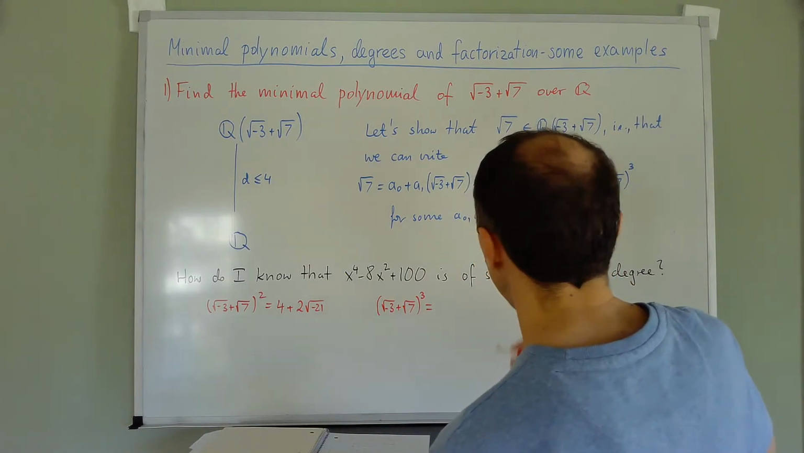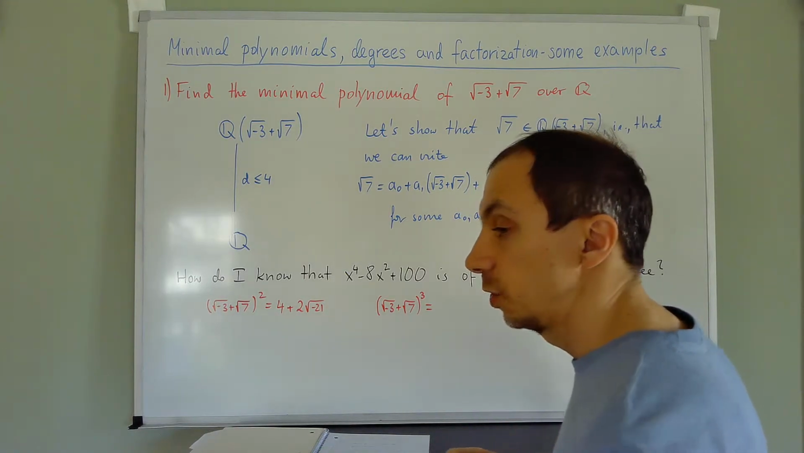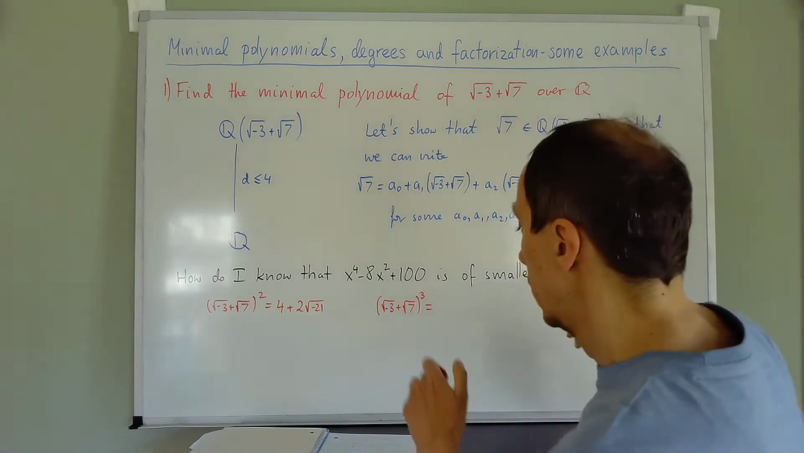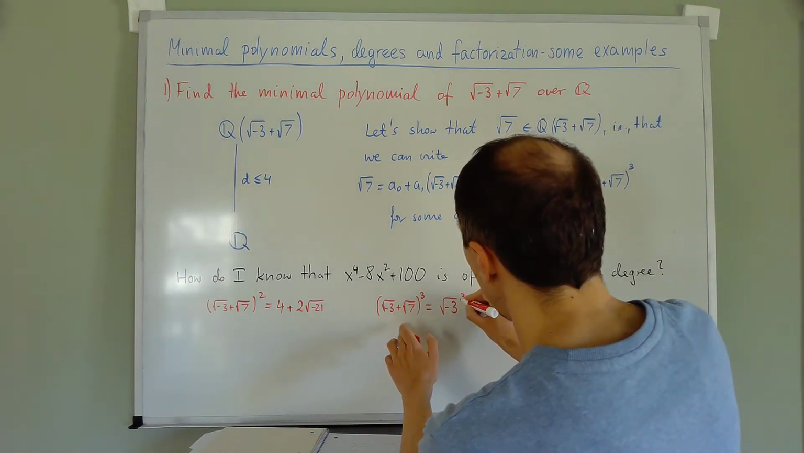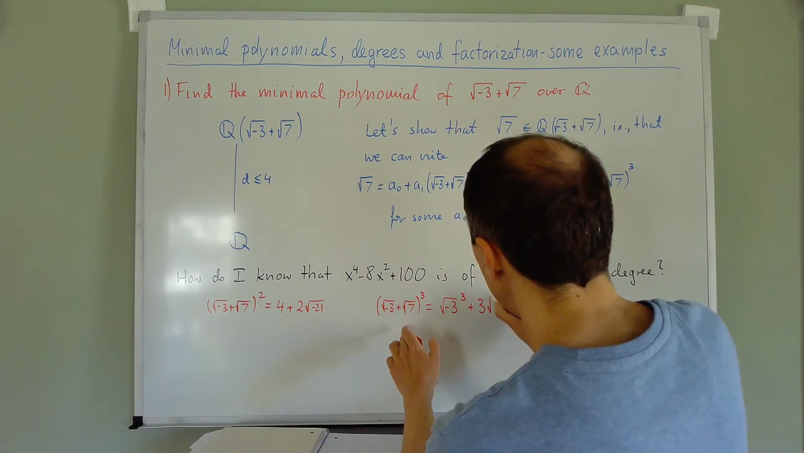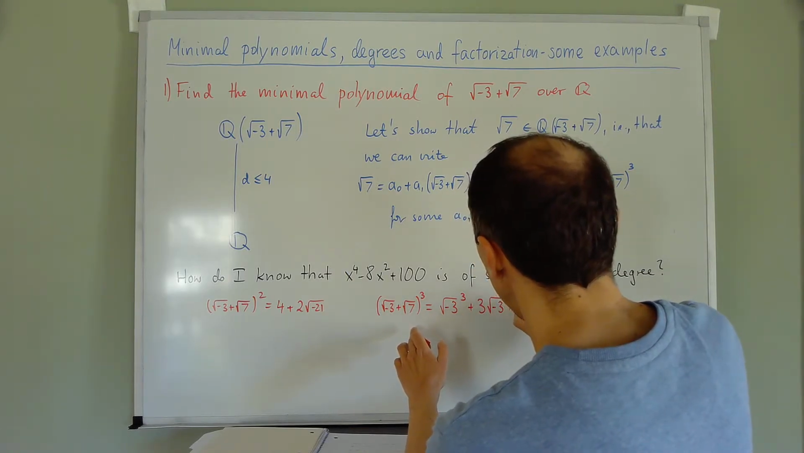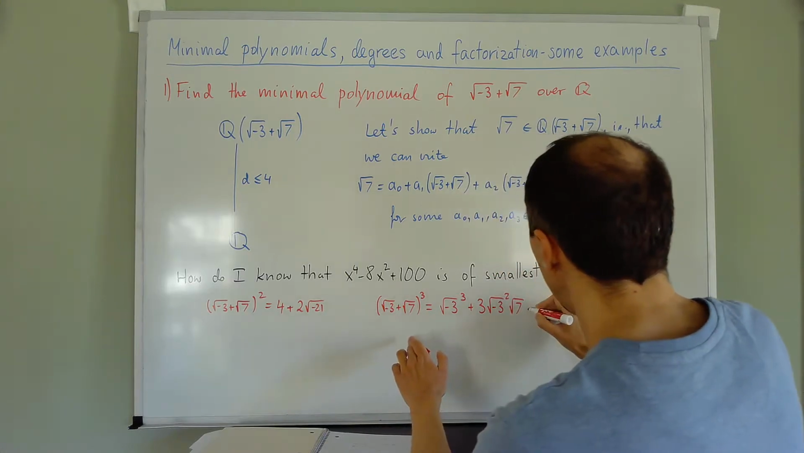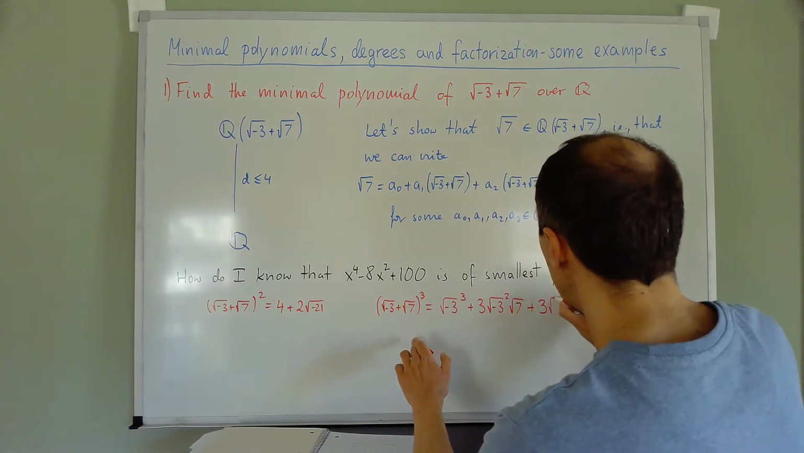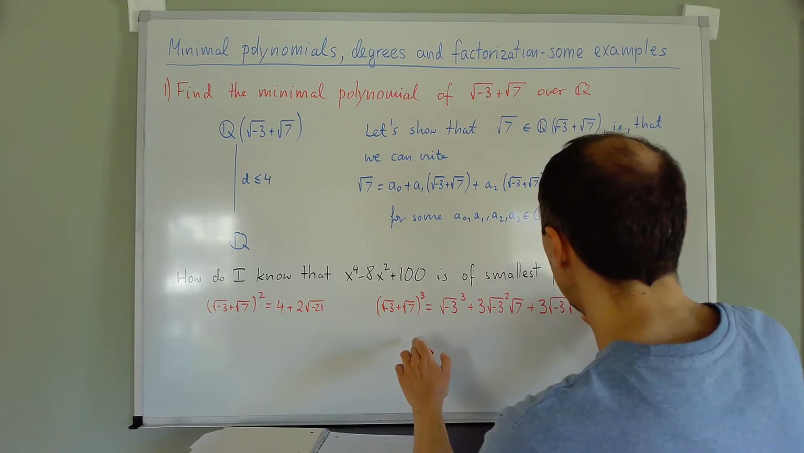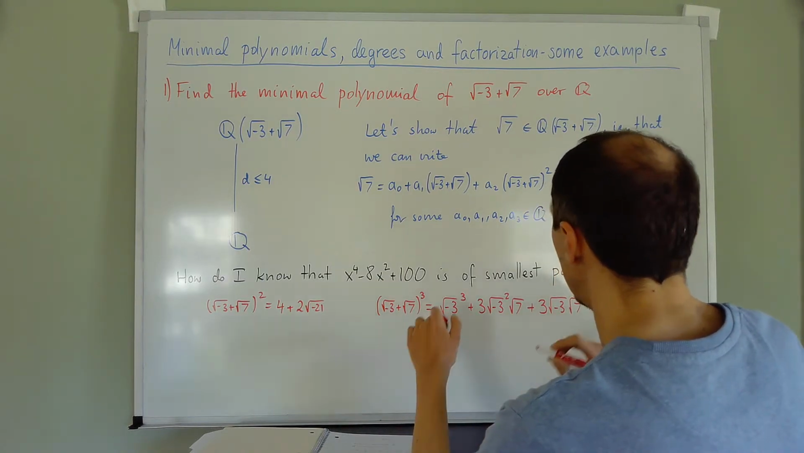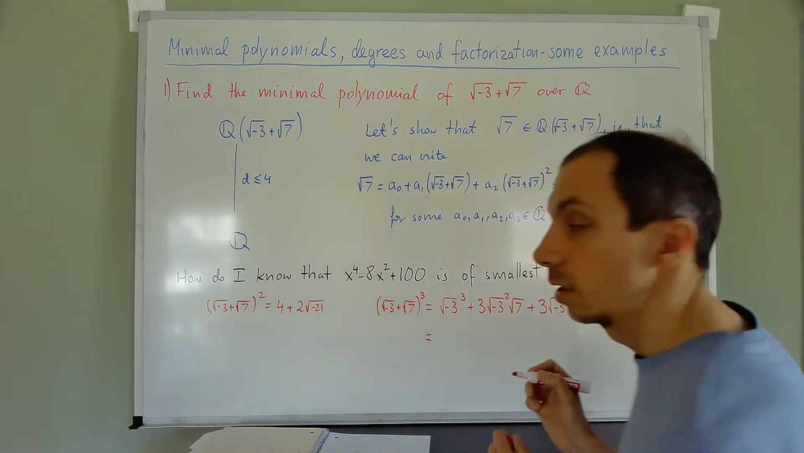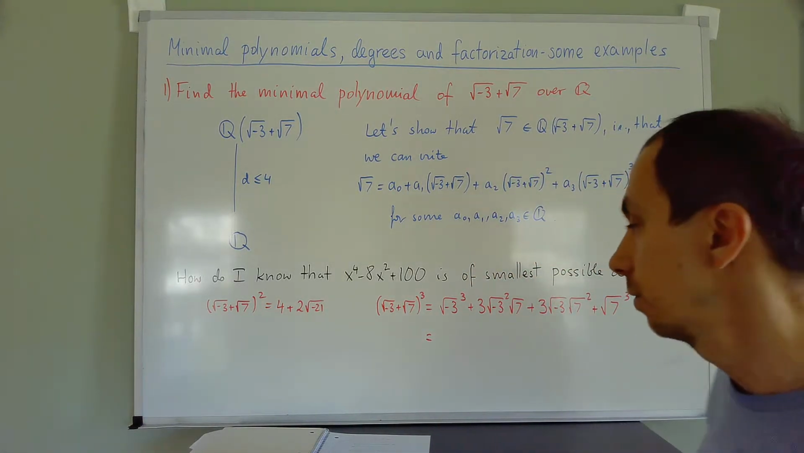So I'm going to use the formula for the cube of a sum. That's the first term cubed plus 3 times the first term squared times the second term plus 3 times the first term times the second term squared plus the second term cubed. All right, that's quite a mess. Let's see what we can get from this mess.